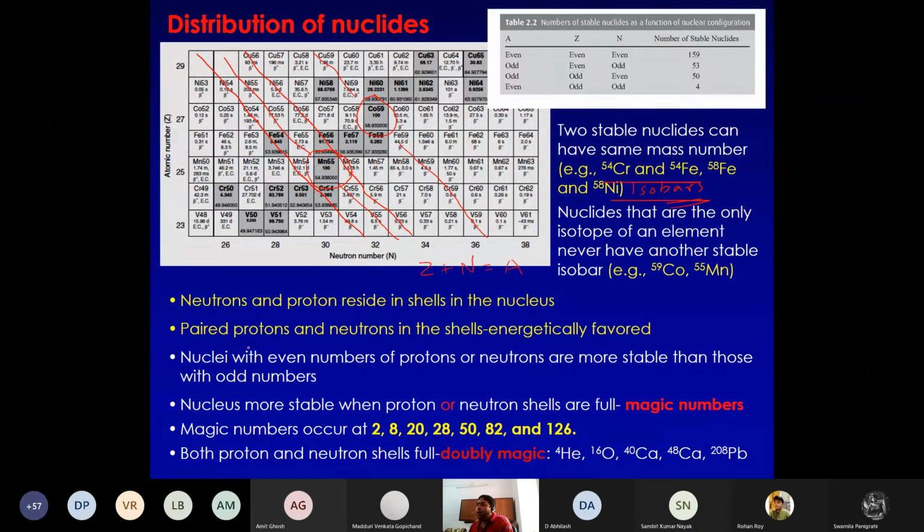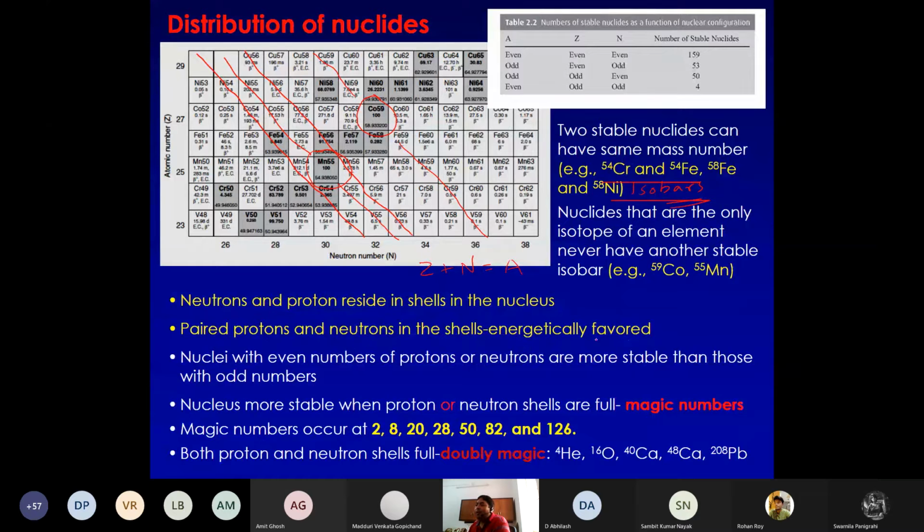So therefore, you know that when you have these fermions, whenever they are paired, so you have pairs with opposite spins, that situation is energetically much more favorable. Whenever you have protons and neutrons, because they are fermions, they only carry half spin. So when you pair them, you essentially make a more stable configuration. When they are paired in the proton and neutron shells, those are energetically favored configurations.